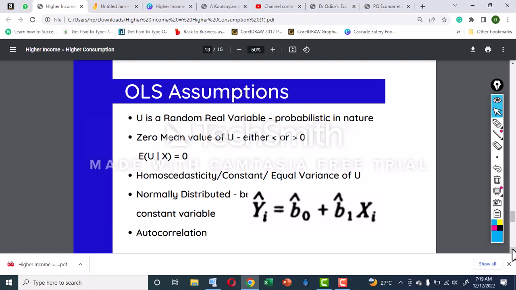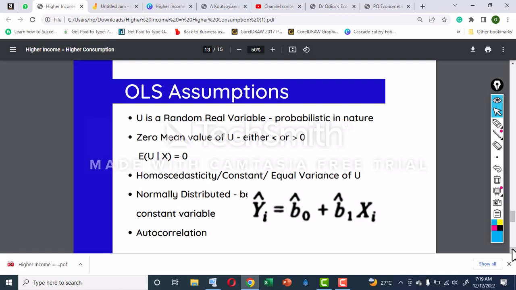One of the first assumptions is that mu, the error term, is a random real variable. It simply means that the error term is probabilistic in nature. That means it happens by chance. It's not something that we can easily determine, it's not really systematic. It has probability features. That's the first assumption.